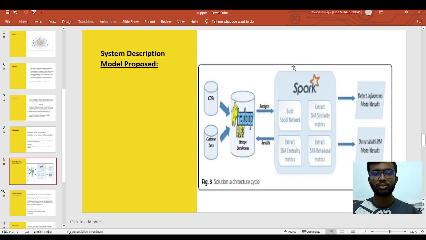Here is the proposed system description. It consists of a Hadoop system and a Spark system. Why do we prefer a Spark system? Because it has built-in social network features, extra SNA similarity, more centrality, and behavior metrics compared to Hadoop. Spark will also be able to detect influence model results and multi-SIM model results well compared to HDFS, the Hadoop file storing system.